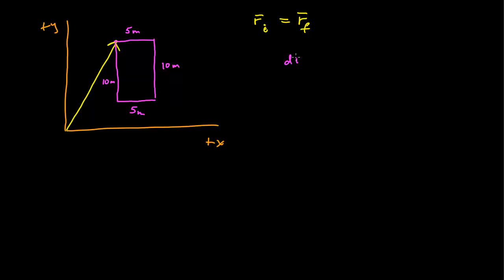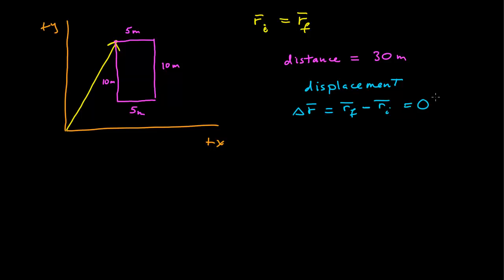So in this case, the distance traveled, which is the total length, was 30 meters. 10 plus 5 is 15, plus 10, 25, plus 5 is 30. The displacement, which is the vector difference between the final and initial vector, equals, they are equal, so r final minus r initial is equal to 0. Because they're equal to each other, when you subtract them, you get the 0 vector. So in this case, displacement is 0, even though there was a positive distance.